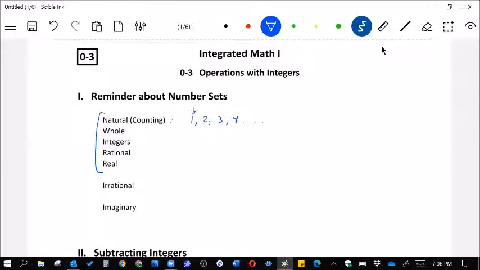The whole numbers are the same thing as the natural or the counting numbers, except that they start with the 0. So whole numbers are 0, 1, 2, 3, 4. They're only positive numbers, including 0, which isn't considered positive or negative. And they're not decimals or fractions.